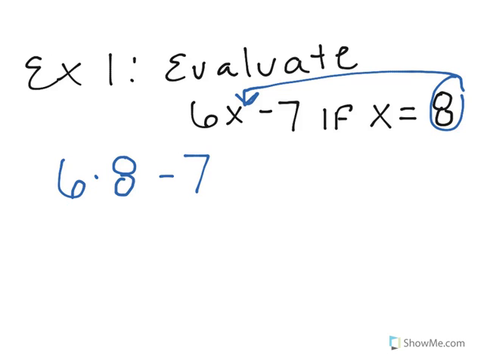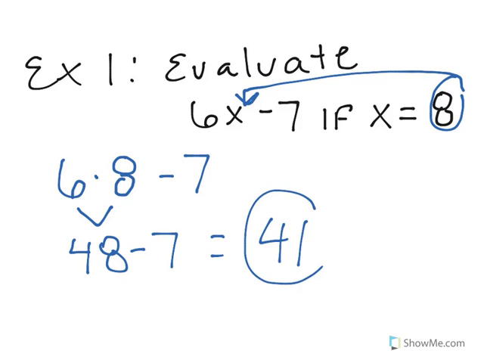Please excuse my dear Aunt Sally. So there are no parentheses, there are no exponents. There is multiplication though, so I'm going to say 6 times 8 is 48. Bring down what I haven't used, and 48 minus 7 equals 41.